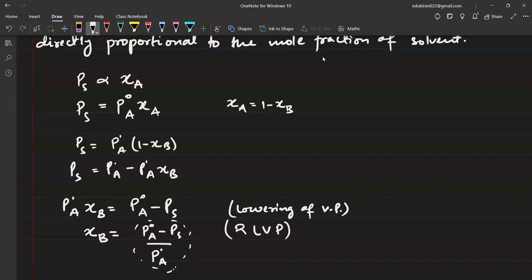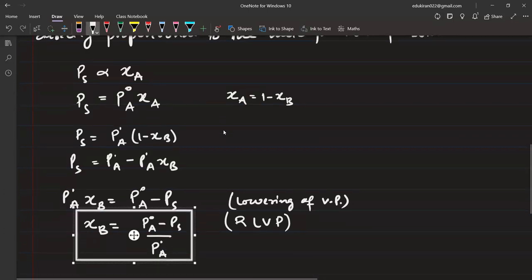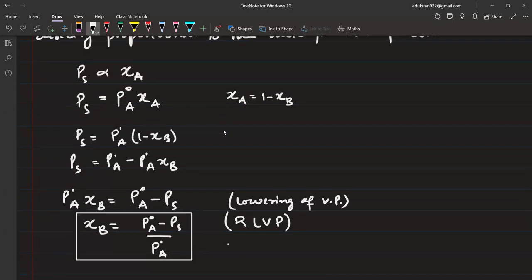So relative lowering of vapor pressure is equal to the mole fraction of the solute. This is the expression that you have to remember. Mole fraction of the solute is equal to P naught A minus P S divided by P naught.